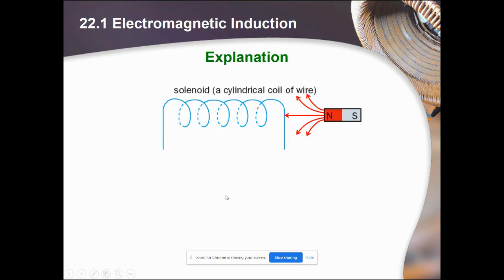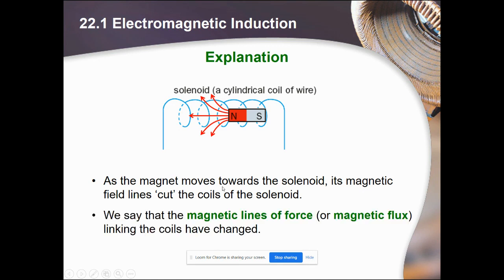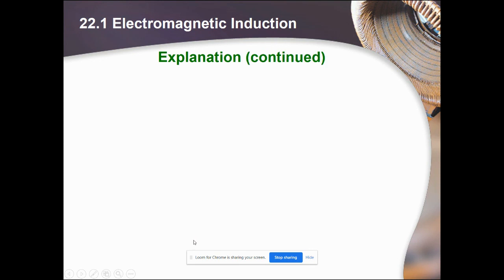Okay, so explanation. Number one, when I push the magnet in, as the magnet moves towards the solenoid, the magnetic field of the magnet will cut the coil. So there's a continuous cutting of the magnetic field lines of the magnet with the coil. We say that the magnetic lines of force, or in short, magnetic flux, linking the coil have changed.